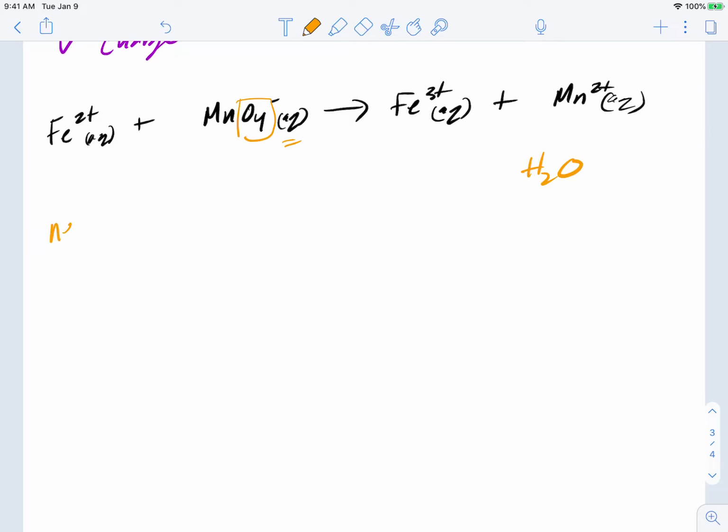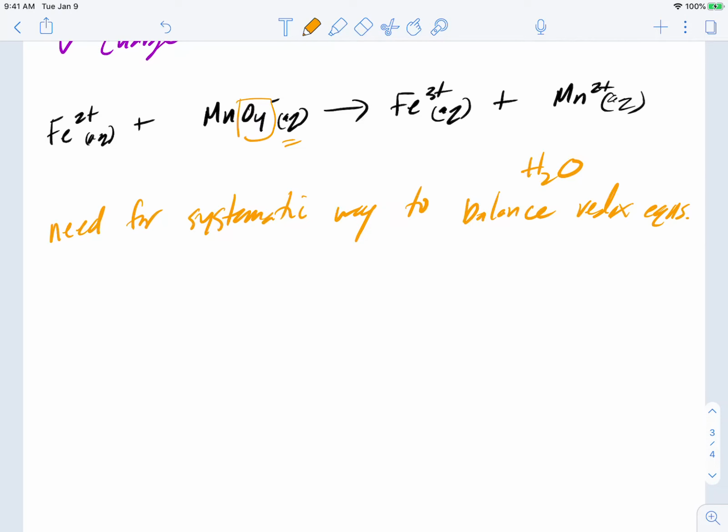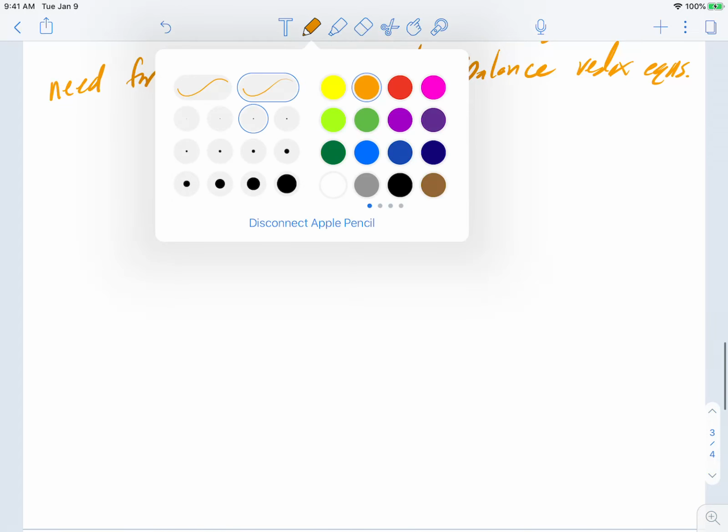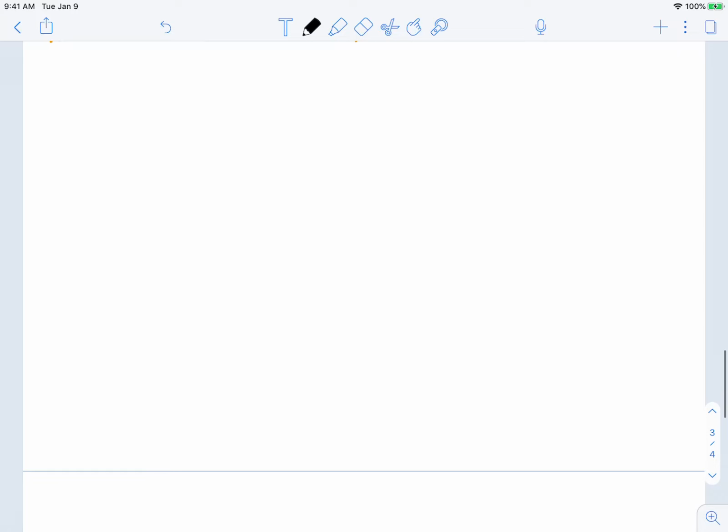Then we have a need for a systematic way to balance redox equations. And so we're going to do that today. That's our motivation. So we did oxidation numbers. Let's just do some practice with a couple so we remember those. So let's just go through, and I'll give a couple, and let's see if we can do them.